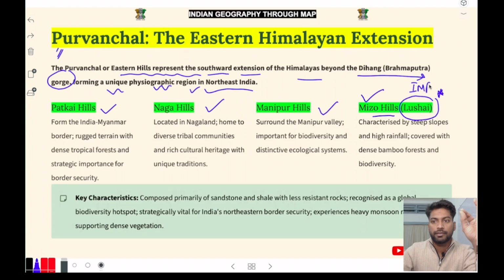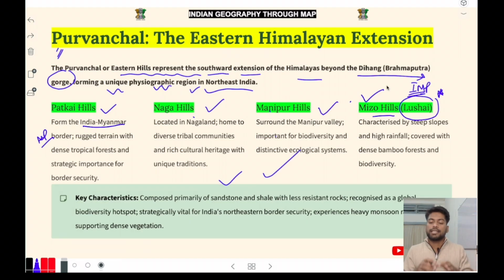Okay. So Patkai Hills is on the Indo-Myanmar border and mostly in Arunachal Pradesh. Then Naga Hills, Nagaland, Manipuri Hills, Manipur, Mizo Hills, Mizoram. Okay, and they are rich in biodiversity. Cultural. You can see the most unique cultural places in this region, Purvanchal. Okay, chalo. And biodiversity, you see lots of greenery here.